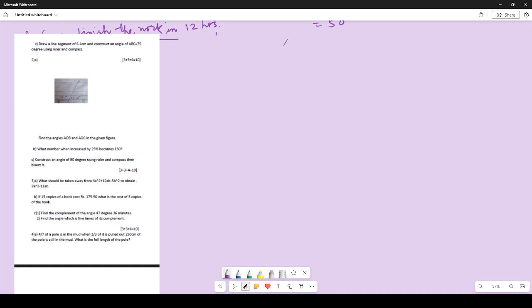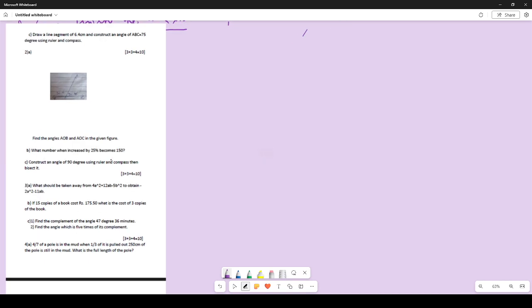Oh, sorry, I missed out on the B part. Over here, if you look at the B part, what number when increased by 25% becomes 150, right? So let us do this in the statement method. If the original number is 100, the increased number is 125, because it has increased by 25%.